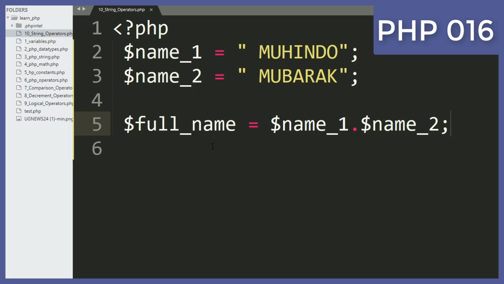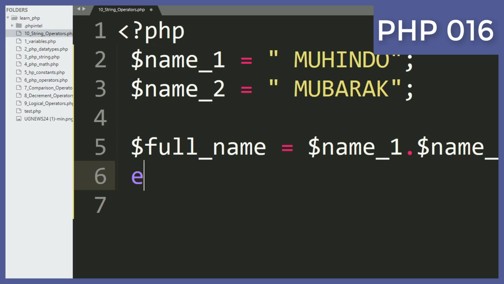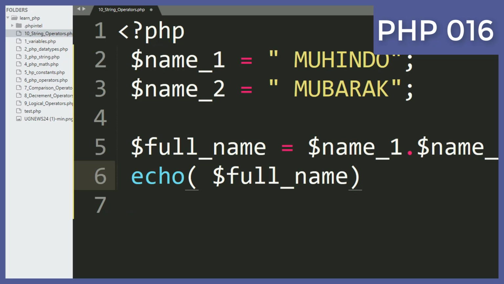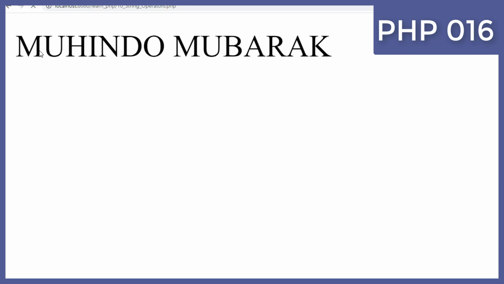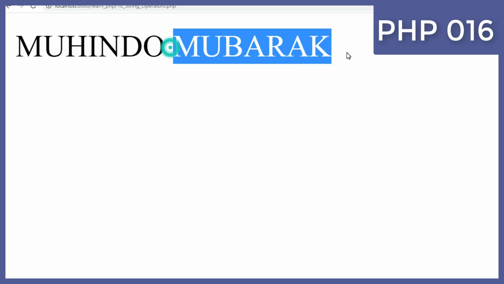So what's going to happen here is it's going to join this with this. So we use a dot to concatenate two values. So let us print this full name. To print the full name, I'll simply say echo fullName. It's going to get the first name and join it with the second name using this concatenation, and then print for us the full name. Let's go and see. You can see the full name is Muhindo Mubarak.